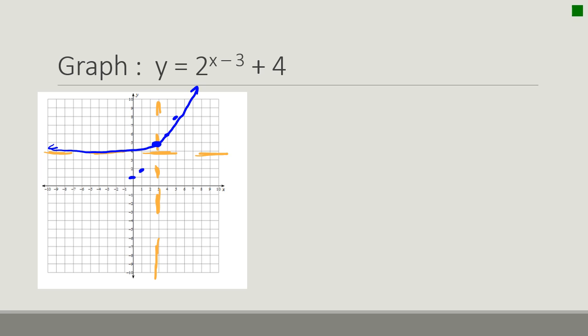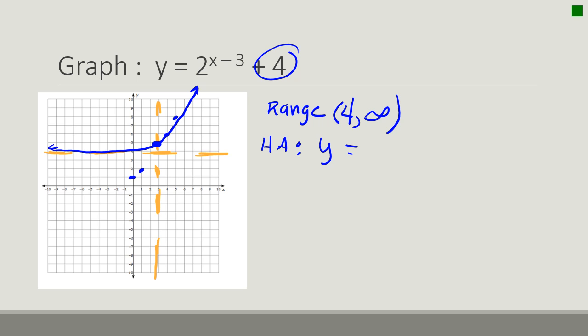Now, my domain is going to stay the same. It's going to be all real numbers. But my range is going to change. And it's going to be from here, and it's not included because it will never touch, to positive infinity. Okay. And my horizontal asymptote is now going to be y equals 4. Okay. There are not going to be any roots or x-intercepts.